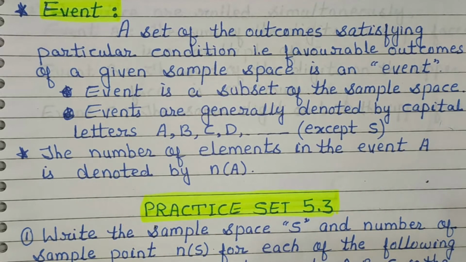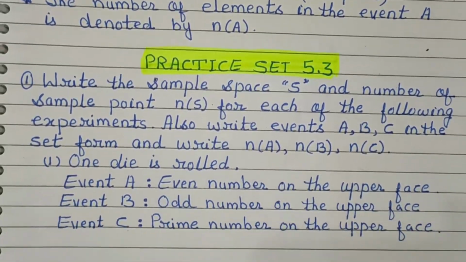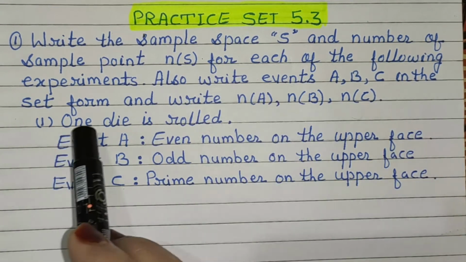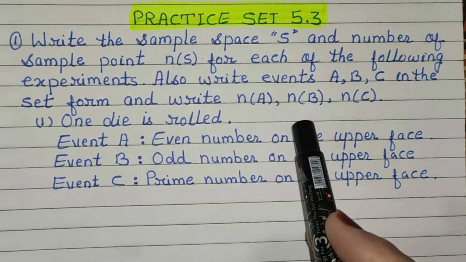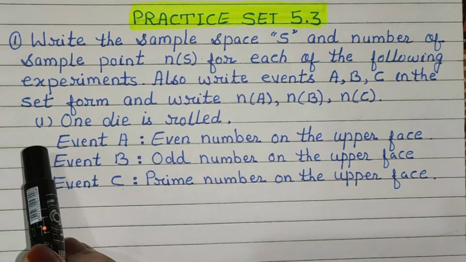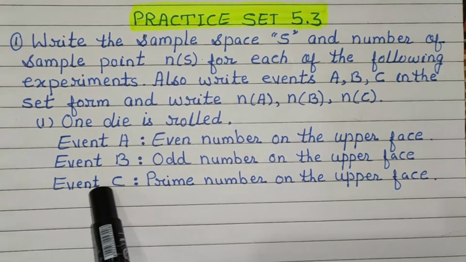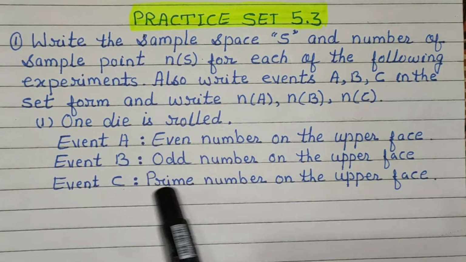Now let us see practice set 5.3. First question is, write the sample space S and number of sample points n(S) for each of the following experiments. Also write events A, B, C in set form and write n(A), n(B), n(C). Now the first is one die is rolled, and here conditions for the events A, B and C are given. Now write on the solution here.